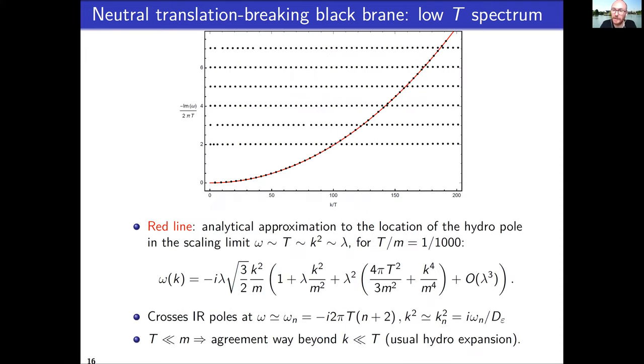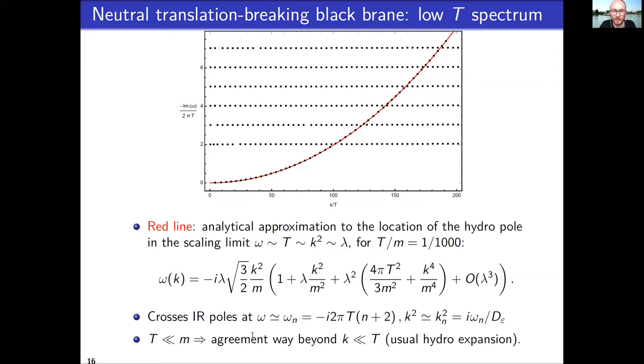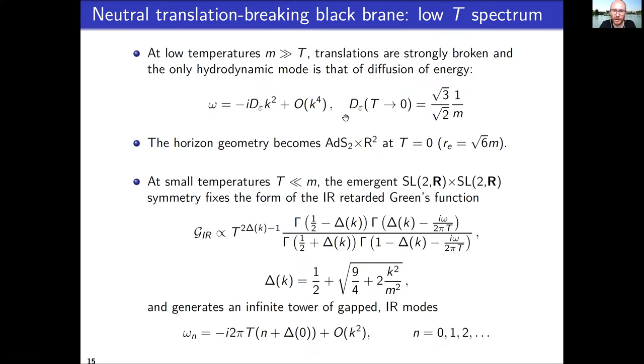Here, though, it turns out that things still work out, in the sense that when we compute the pole spectrum in the full UV space-time, then we see that there's a tower of gapped modes, which are these black dots right here. Here I'm plotting minus the imaginary part of frequency over 2πT. The first one is at 4πT, 6πT, 8πT, and so on. And these coincide precisely with the prediction from the IR retarded Green's function. So it isn't completely obvious that it should have worked out like this. And then on top of that, there's a gapless mode, which is that of energy diffusion. So it's this one right here.